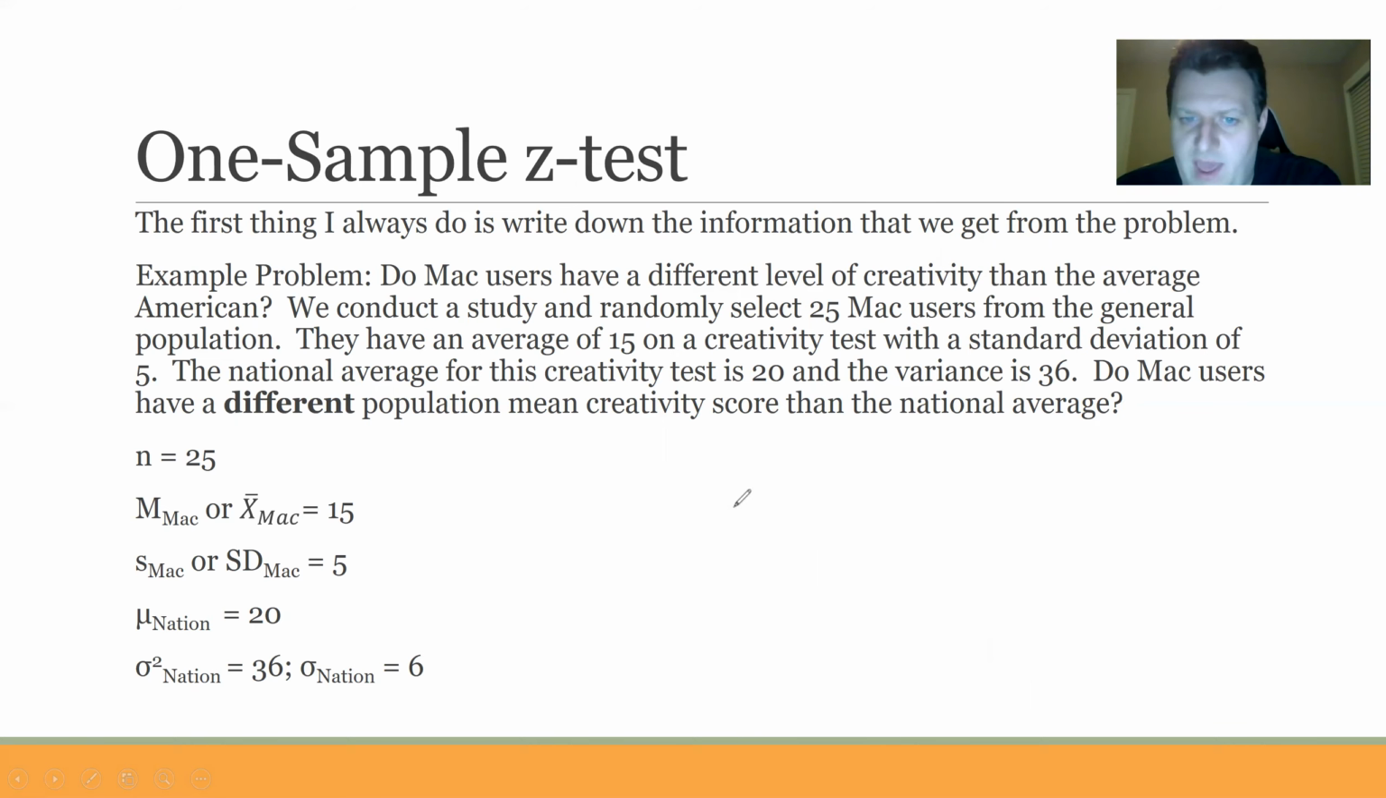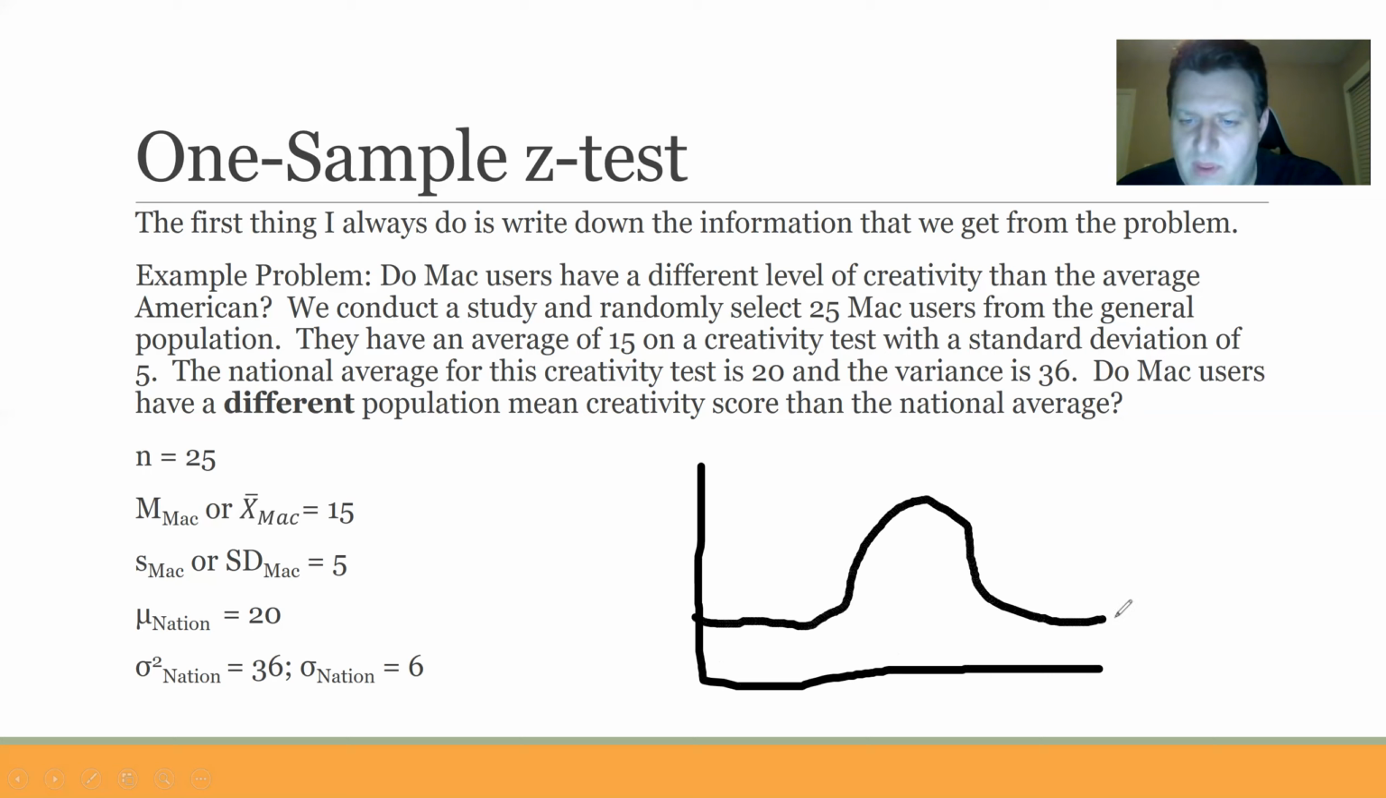If, on the other hand, I had said, do Mac users have a higher population mean creativity score than the national average? I would only have one rejection region, only on one side of the distribution, and if it's higher, it's going to be on the right side.